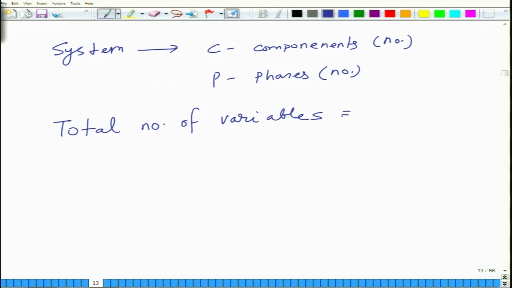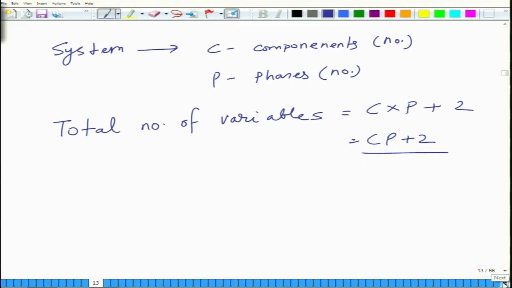What is the total number of variables? The total number of variables is C multiplied by P. You have C components and P phases, so each phase will have C variables. So C into P, plus temperature and pressure. So you have C times P plus 2 as the total number of variables, and this 2 comes from temperature and pressure.